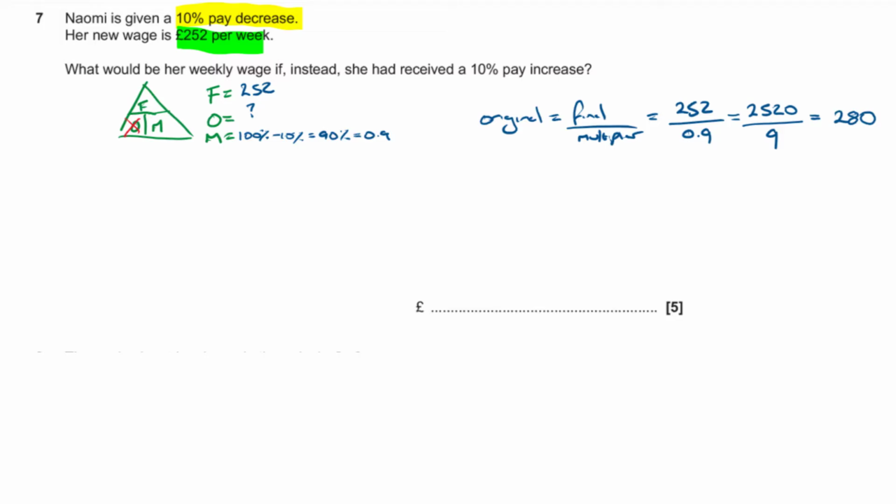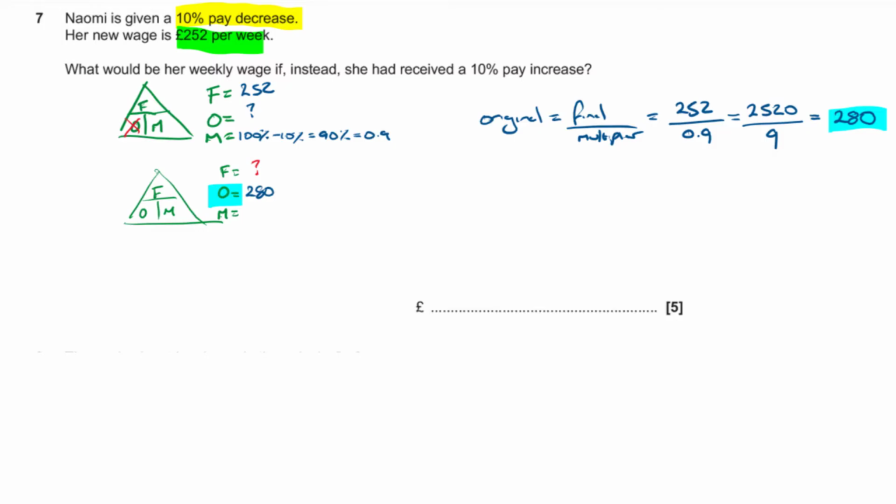Okay. So we're going to go back to our triangle again. We've got a new problem here, haven't we? So second triangle, final, original, multiplier, and then work out what F, O and M are now this time. Okay, so this time we're starting with the original because we know it's 280 now, so that's going to be that one there. So that's 280. The final is what we want to find. We want to know what her weekly wage would be if she'd received a 10% pay increase instead. So that is the one we're trying to find.